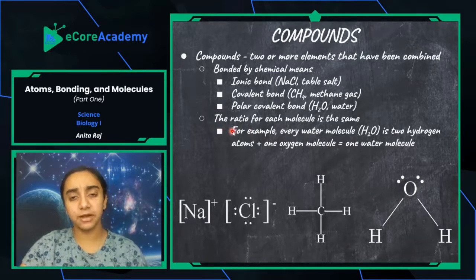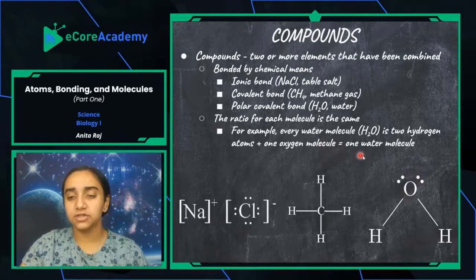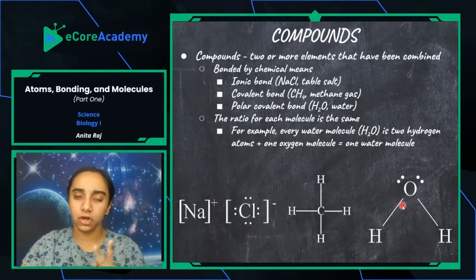Next, I want to talk about how the ratio for each molecule is the same. So what this means is, for example, every molecule of water is going to have 2 hydrogen atoms and 1 oxygen atom to make that, this should not say molecule, it should say atom. 1 oxygen atom to make 1 water molecule. So for every water molecule, you must have 2 hydrogens and 1 oxygen.